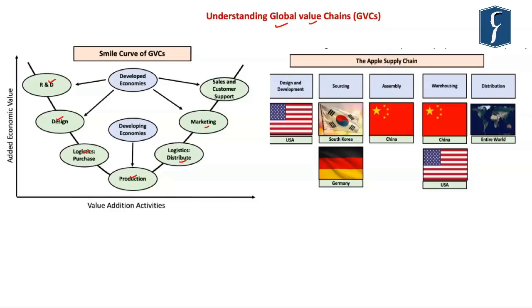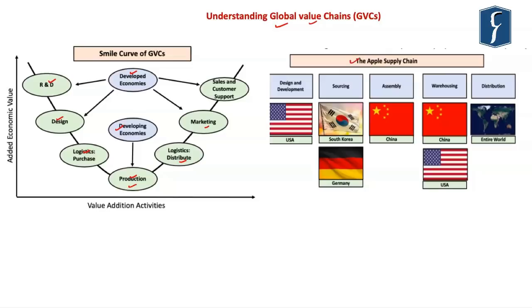Now, for example, if you look at the developed economies such as the US, Japan, Germany, etc., their strength lies in research and development as well as the design of new products. So the developed economies would focus upon these activities, whereas the developing economies where the labor cost is quite lower, such as China, would focus upon the production of goods and services. Now the global value chains have been developed for a number of products such as automobiles, pharmaceuticals, textiles, electronics, chemicals, gold and jewelry, etc.